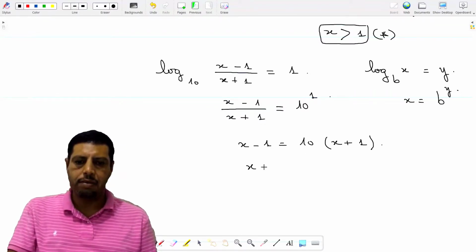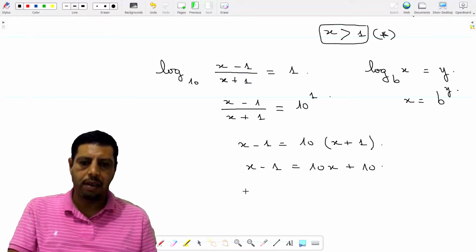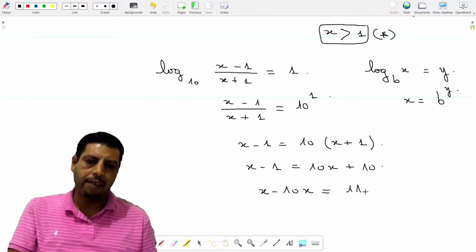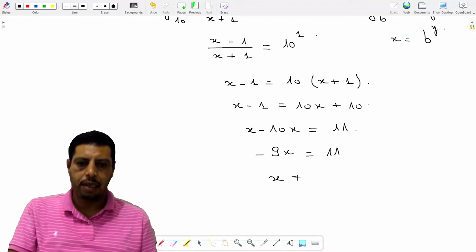Then we expand here, we regroup the similar terms. So x minus 1 equals 10x plus 10. Okay. We move the 10x to the left. We'll get x minus 10x, which is negative 9x, and the negative 1 to the right-hand side. So we'll get 10 plus 1, which is 11. So here we'll get negative 9x equals 11, which gives x equals negative 11 over 9.